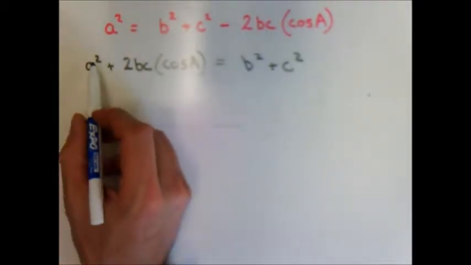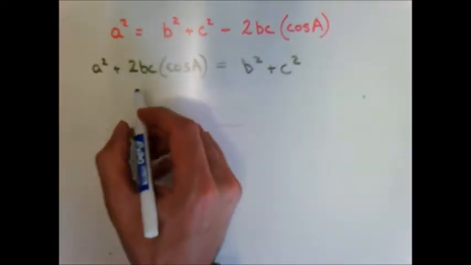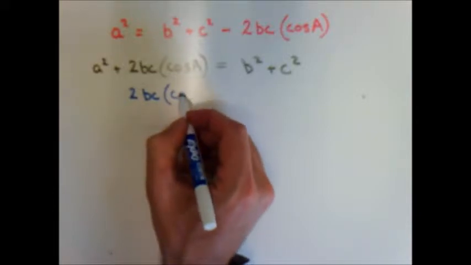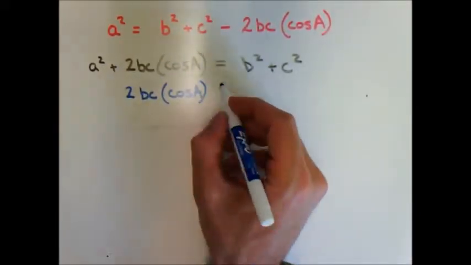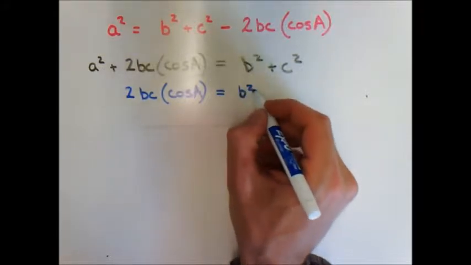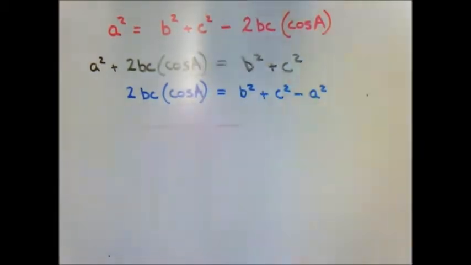Now I can subtract a squared from both sides to get this chunk by itself. So on the left, we've still got 2bc cos A, all multiplied by each other. And here we have b squared plus c squared minus a squared.